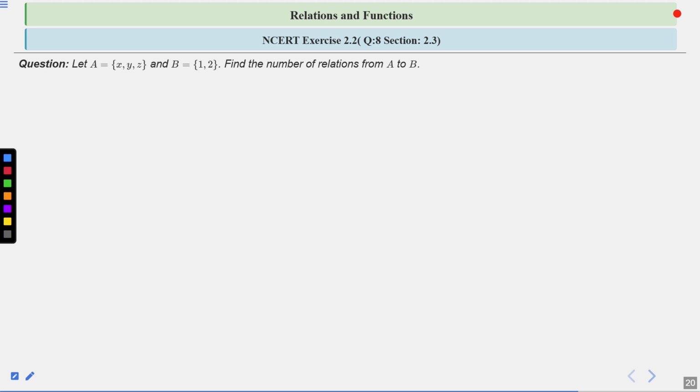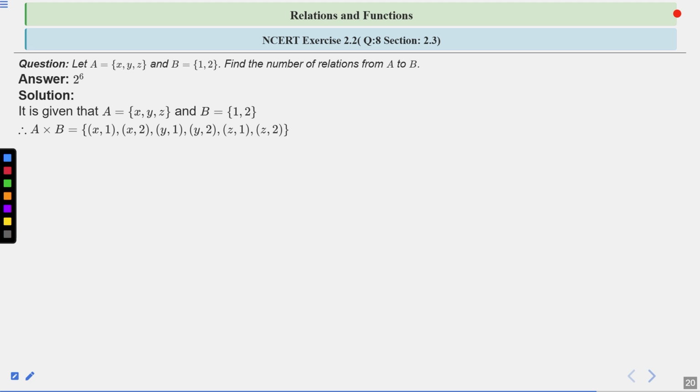So in the question, there are 2 sets and both sets are finite. Set A has 3 elements, set B has 2 elements. So we can easily find out the number of relations from A to B. The number of possible relations is going to be 2 raised to power 6. How are we getting the answer? Let us see. It is already given to us that set A has 3 elements x, y, z, and set B has 2 elements 1, 2.